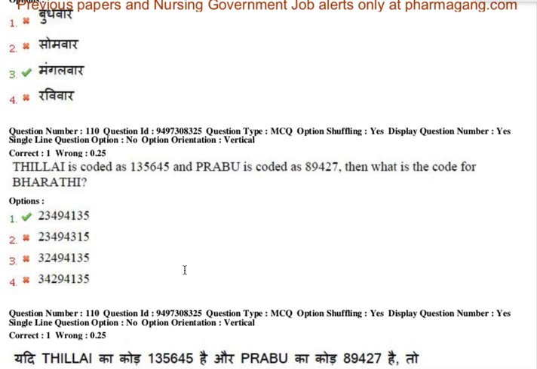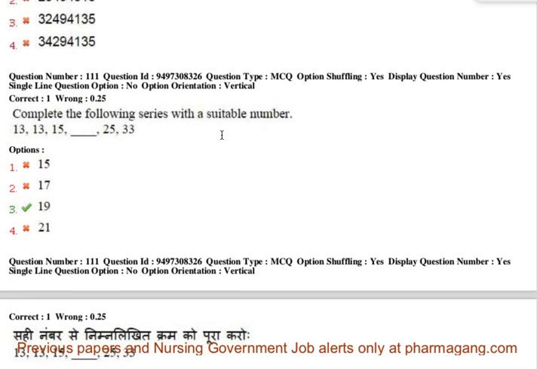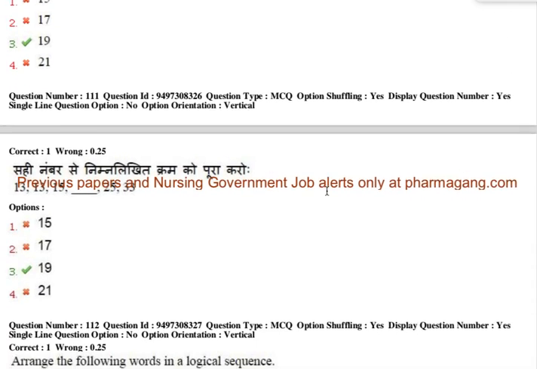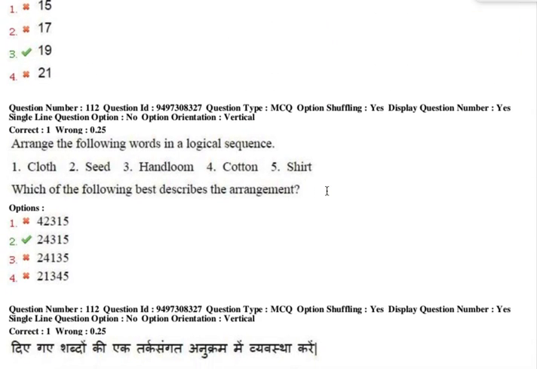THILLI is coded as 135645 and PRBU is coded as 89427. What is the code of BHARTI? Correct answer is first one. Next question is, complete the following series with a suitable number: 13, 13, 15, blank, 25 and 33. These are all odd numbers. Next question. Arrange the following words in a logical sequence. Correct answer is second.